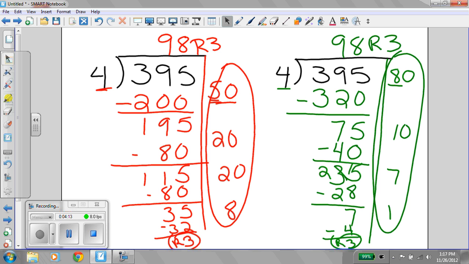So this is kind of the longer way of doing it. It's understanding place value, using your multiplication facts to try and figure out the answer here. But it doesn't matter which numbers you use on the side here, because your answer, if done correctly, is going to still come up the same, 98 with a remainder of 3.